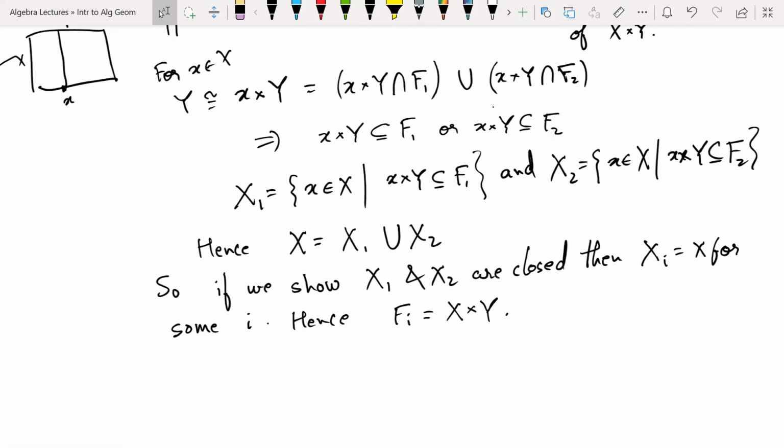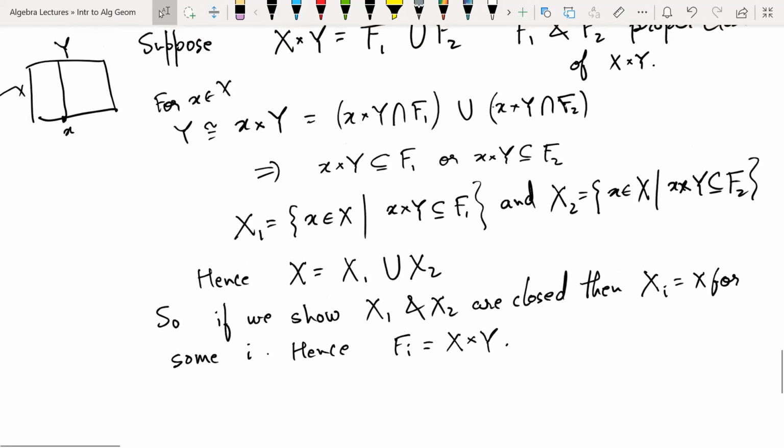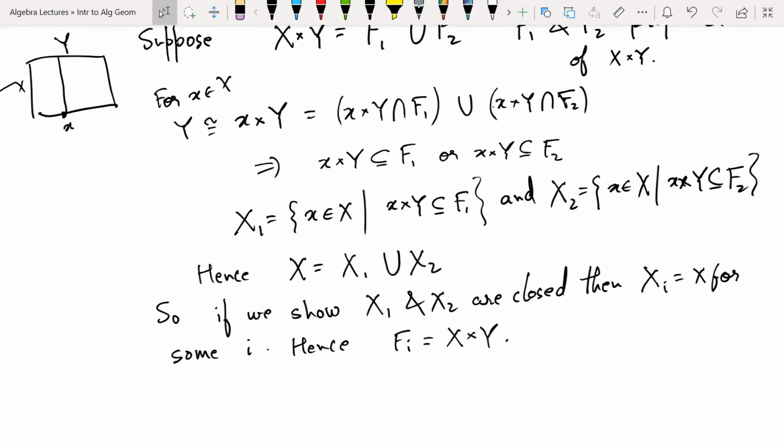By definition of saturated closed sets, right? A saturated closed set has to be, the projection has to be saturated. Projection is not a good idea to look at, so I don't want to, but maybe I can write it as some clearly closed set. So I'm looking at those fibers which are contained in F1.